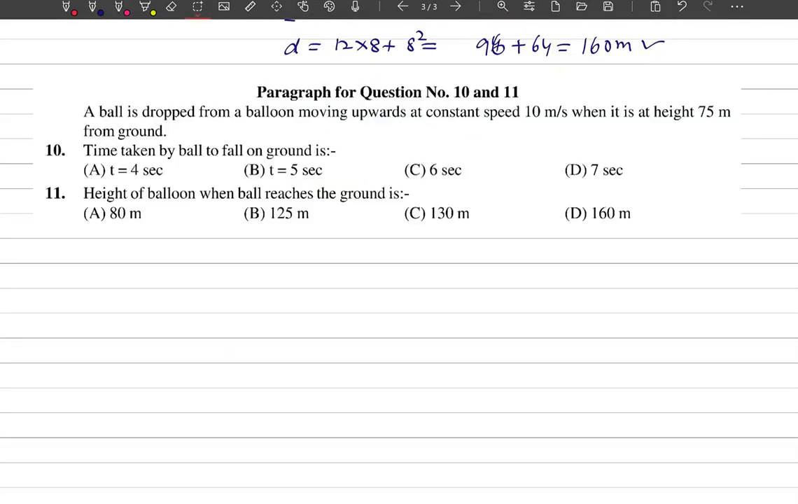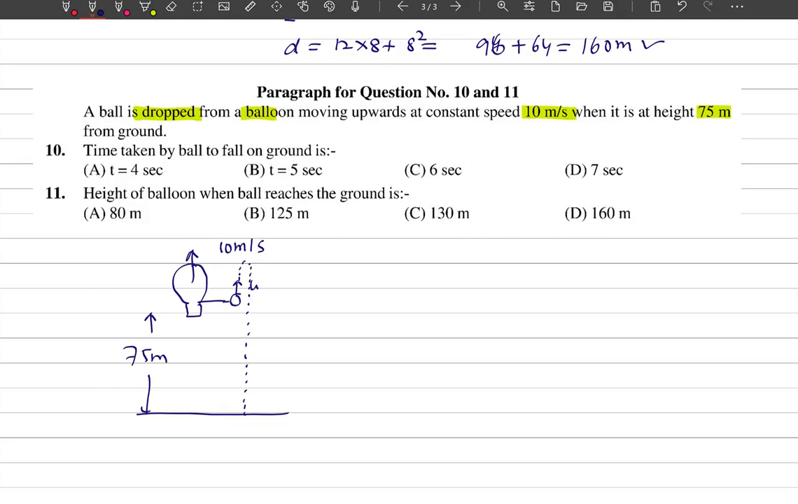So in this question, ball is dropped from a balloon which was moving up with 10 meter per second, and when it was at 75 meter from the ground, right? So this is balloon which was moving up with 10 meter per second. स्टोन इसके साथ है तो स्टोन का भी स्पीड 10 मीटर पर सेकेंड ही हो जाएगा. When it was at 75 meter from ground, it was dropped. So what is the path of the stone? It will go a little up and then it will come back like this.